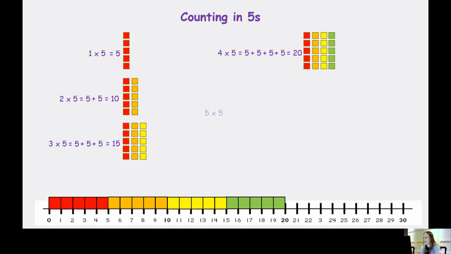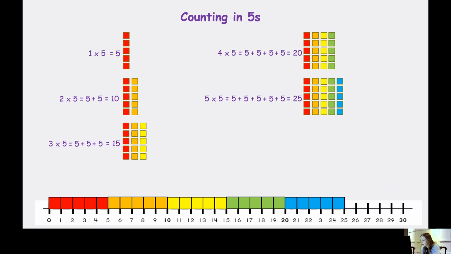And then 5 lots of 5, or 5 times 5, fifth number, that means 5, add 5, add 5, add 5, add 5. 5 lots of 5 added together, and that gets us to 25. And then we can think about that added onto our number line. That gets us to fifth lot of 5, 25.